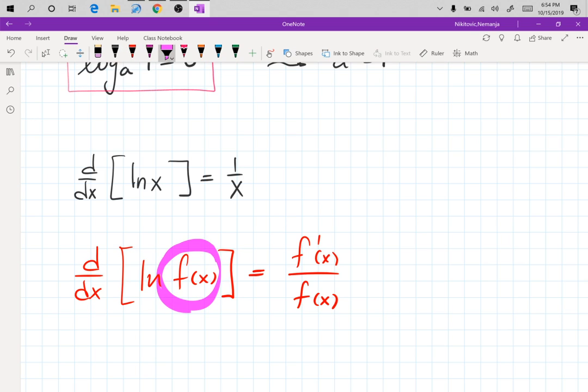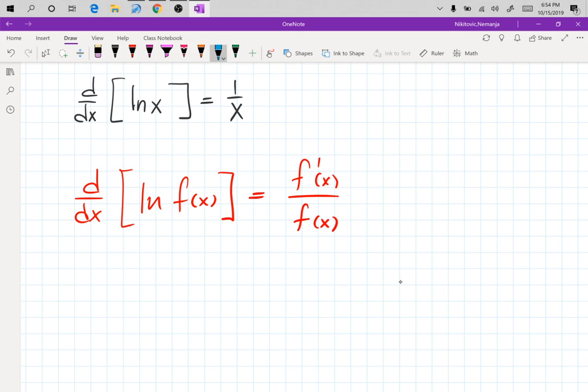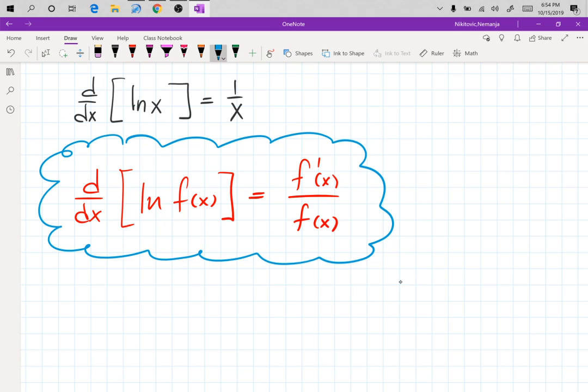This f over here, okay? So Control C, Control V. You just copy the function, and then take the derivative of whatever you have in the denominator and put it up there, and you're done. So let's put this on a cloud. Really important stuff.